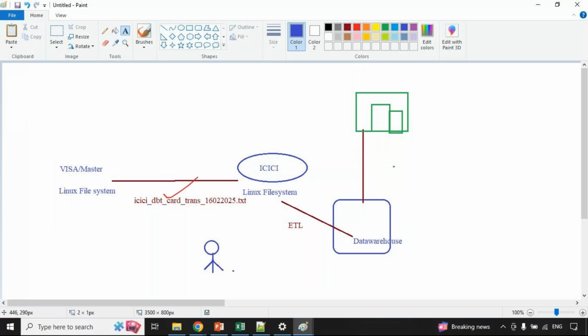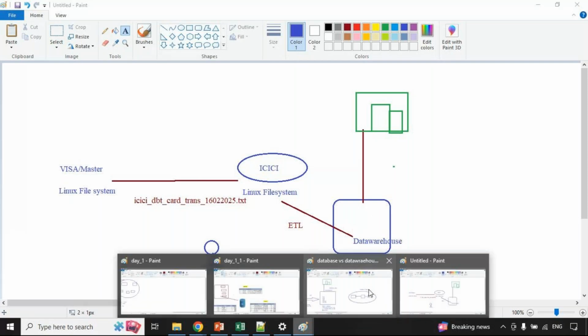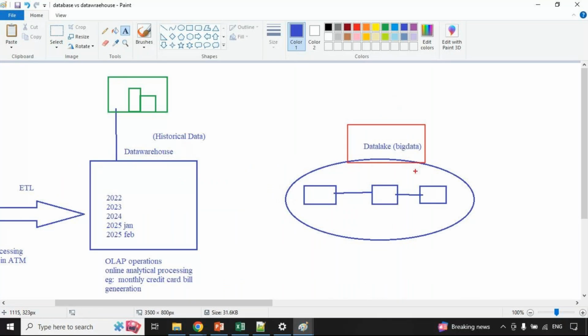Now, whatever you do traditionally, guys, the same thing we are going to do in the cloud environment also. Earlier, a data warehouse was fine to maintain the historical data, but nowadays the data is increasing more. So I want to maintain this data, and the traditional data warehouse does not support this. That's why data lakes came into the picture.